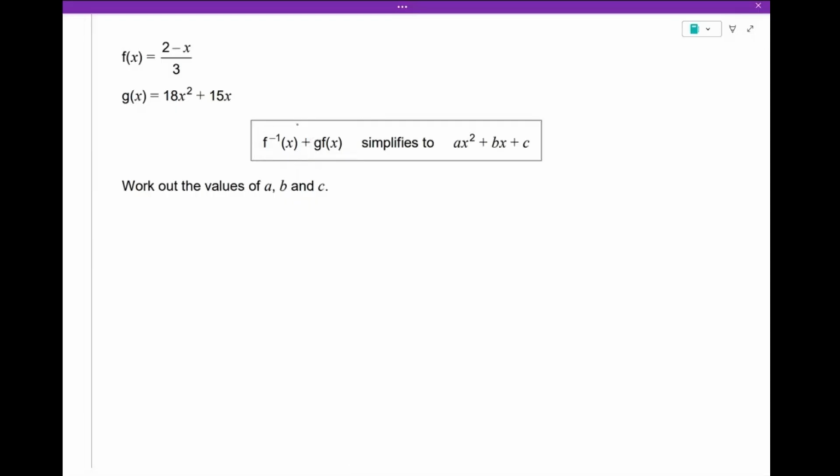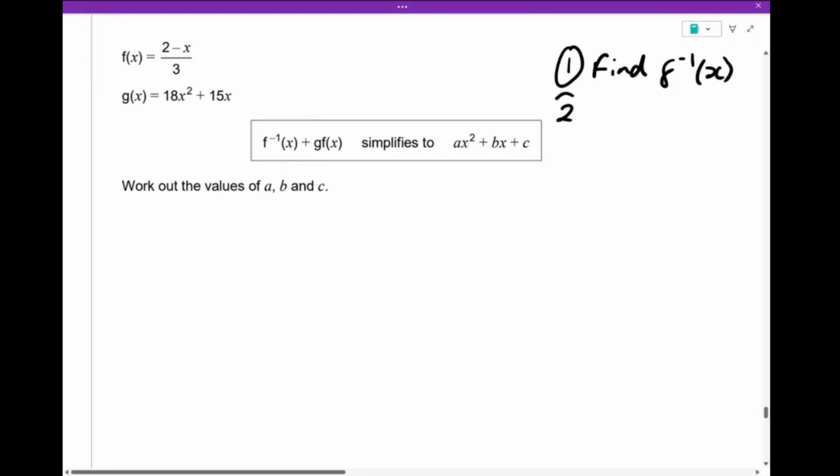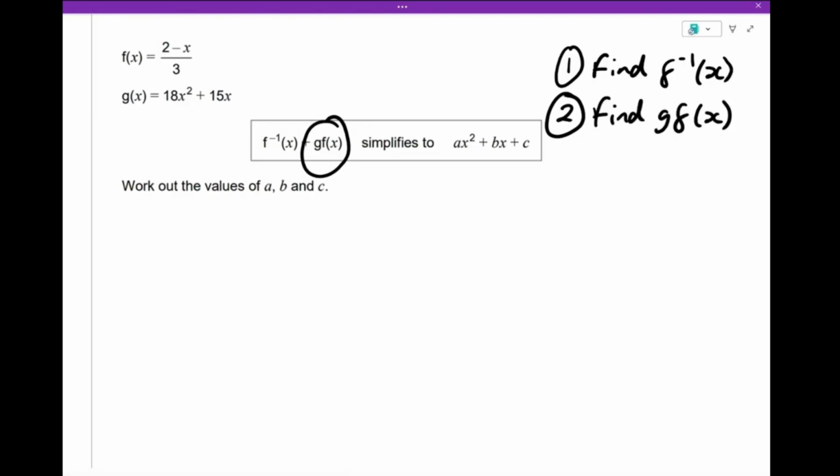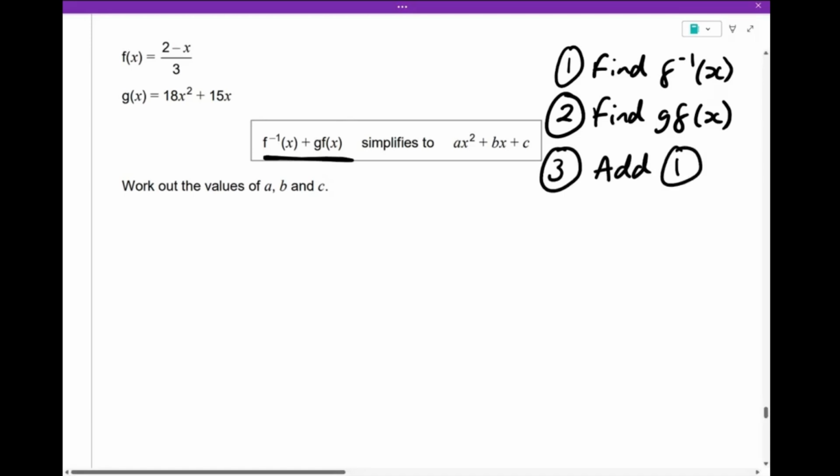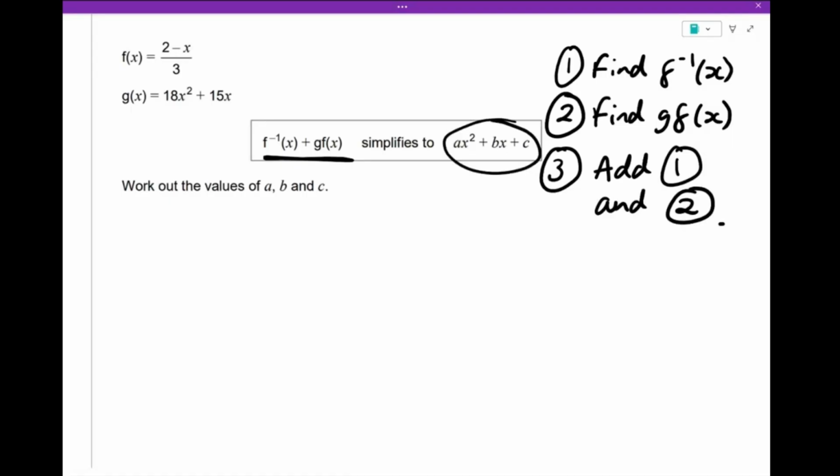So step 1 is to find the inverse of f of x. Then step 2 is going to be to find this composite function here. So we're going to find gf of x. And step 3, we're going to add them together. So we're going to add our result of step 1 and step 2. And then we just need to make sure it simplifies into this format here, which is essentially going to be step 4. But let's focus on these first 3 steps.